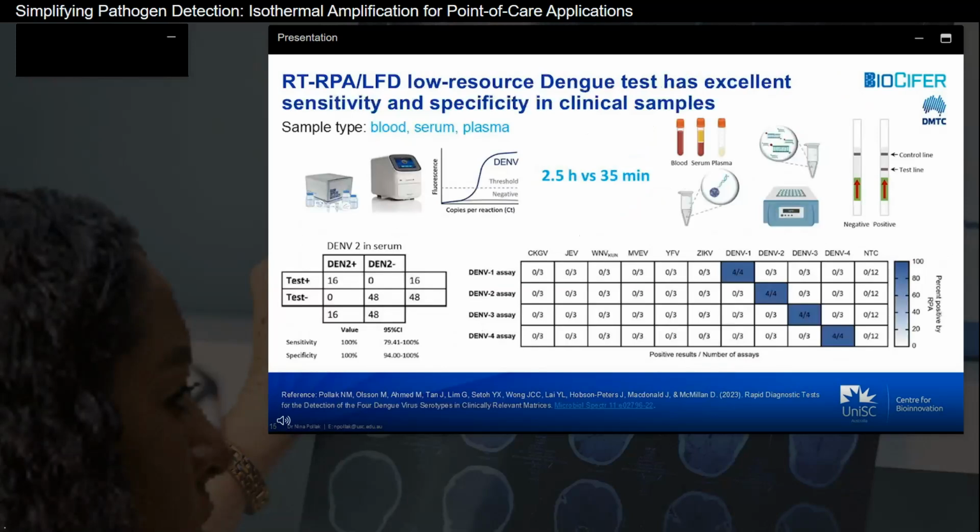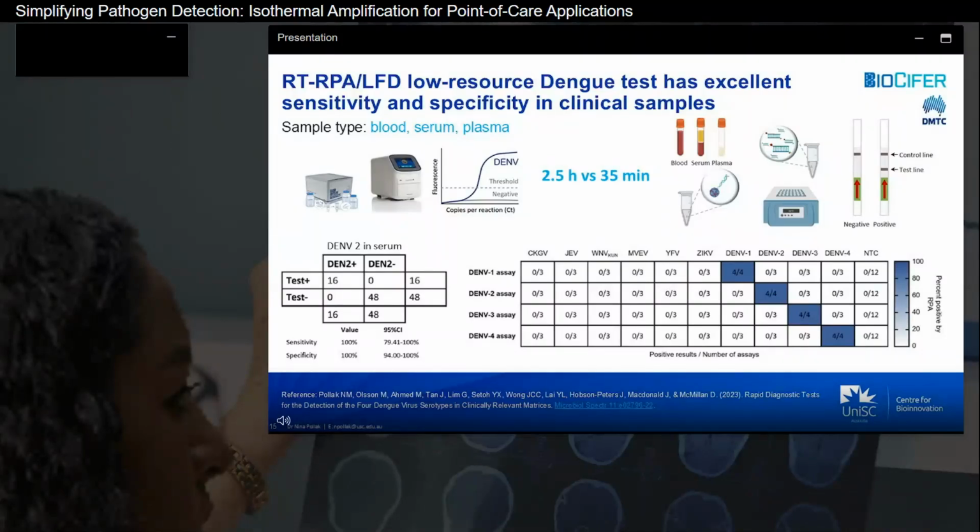mosquito populations. Let's continue discussing these low-resource dengue tests, but this time we are focusing on clinical samples like blood, serum, and plasma. Traditional methods, including sample extraction and PCR, take around 2.5 hours, whereas our rapid dengue test delivers results in just 35 minutes. The process is simple. It involves a 1-step sample extraction, followed by dilution, isothermal amplification using RT-RPA, and then a readout on lateral flow strips.